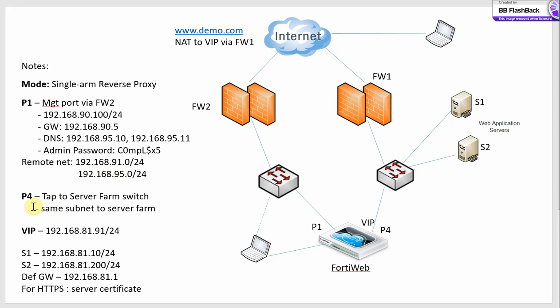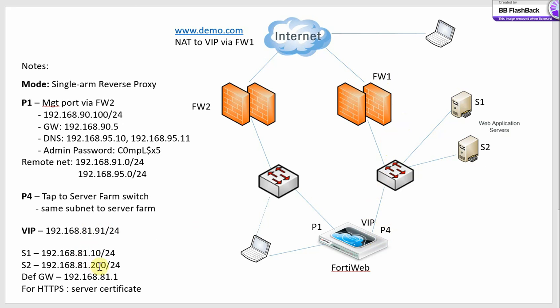The second one is our port 4, or P4, which we will tap to the server switch, and this should also be in the same subnet as the server farm. We have also configured the virtual IP, which will be the new redirection target from our firewall 1 going to the VIP, and then from this virtual IP, FortiWeb will forward the traffic to these 2 servers based on our protection policy. So this one should also be in the same subnet as our servers.